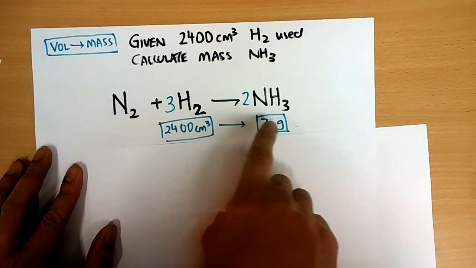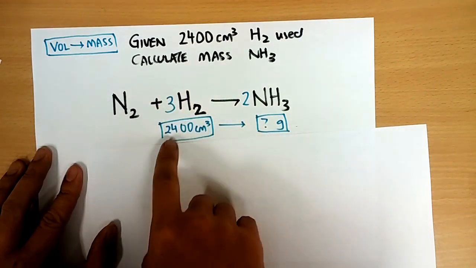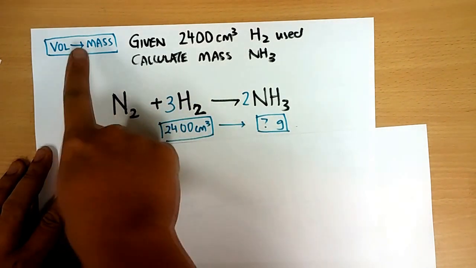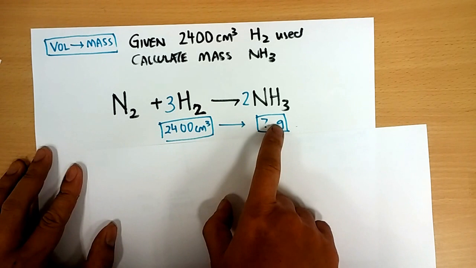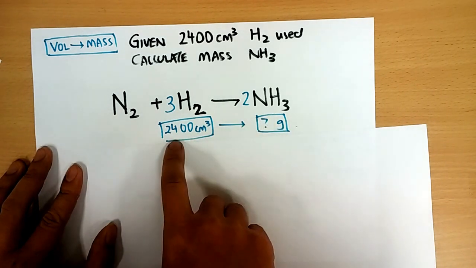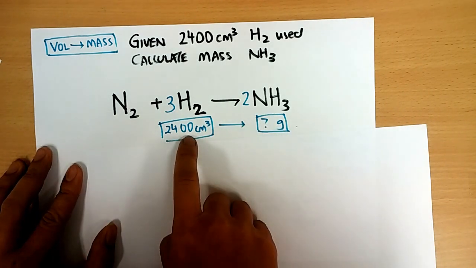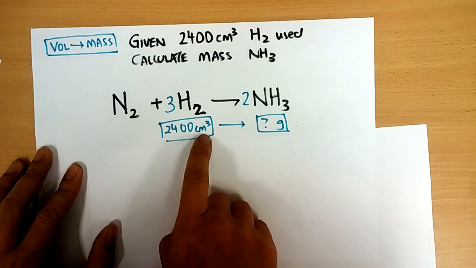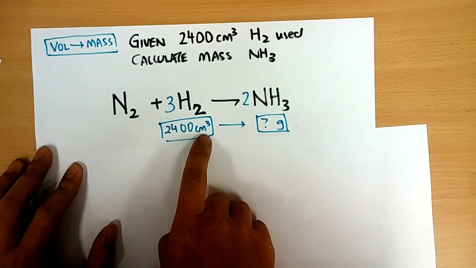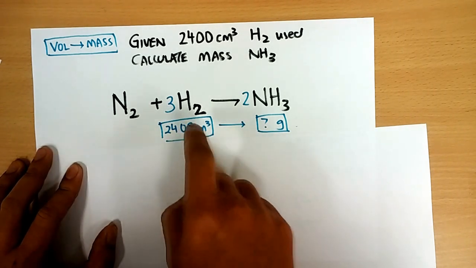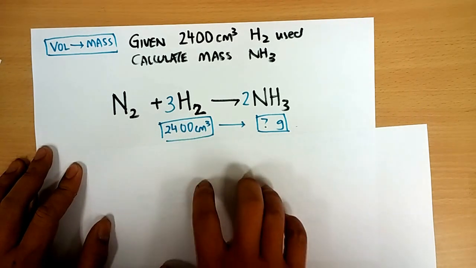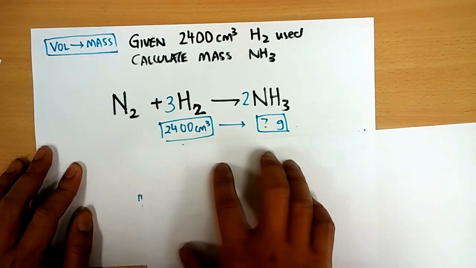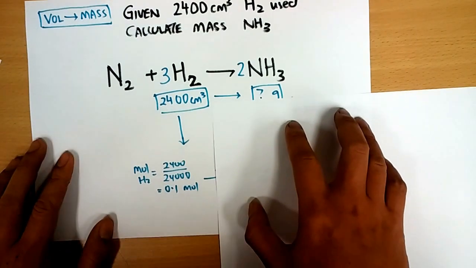Okay, this is the next question. I'm using ammonia gas again. So in this case, you have the volume. You are supposed to find the mass of NH3. So you're given 2400 cm cube. Okay, what do you do with this? You're given a volume of gas. First step, find the mole.